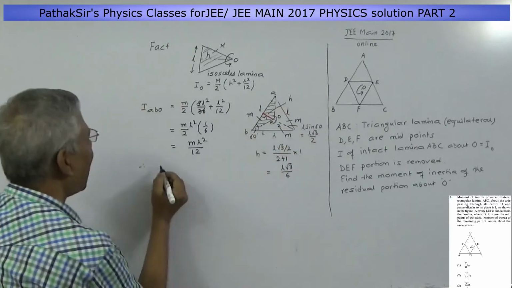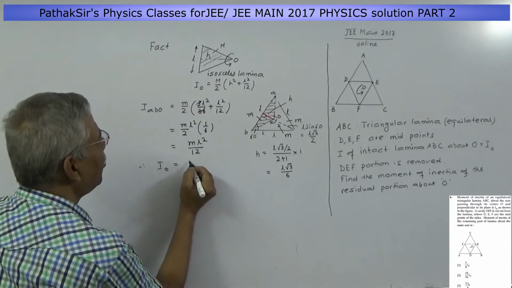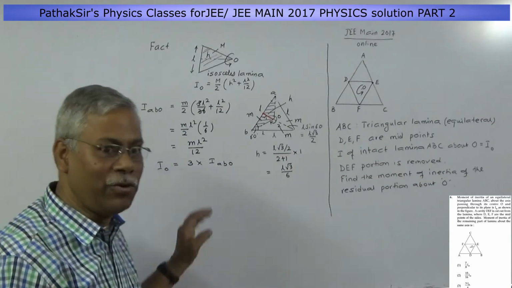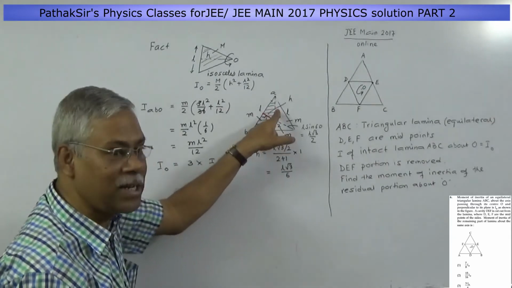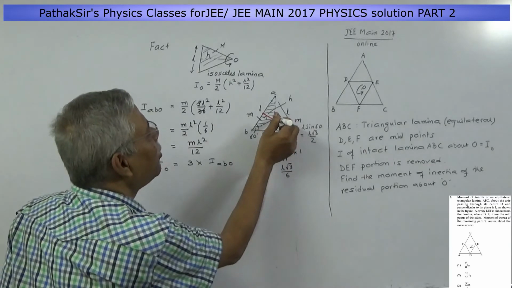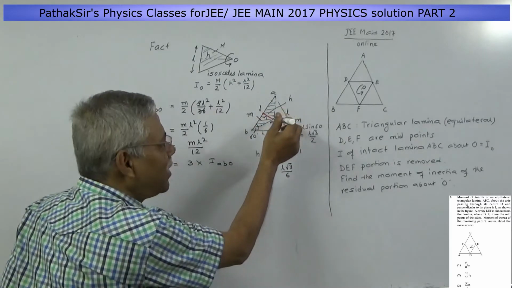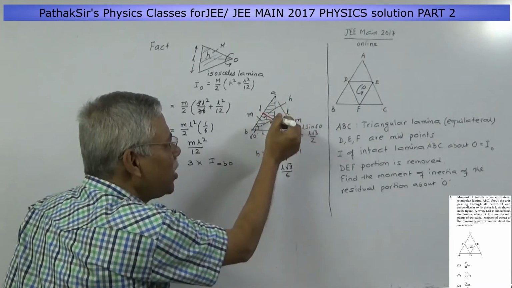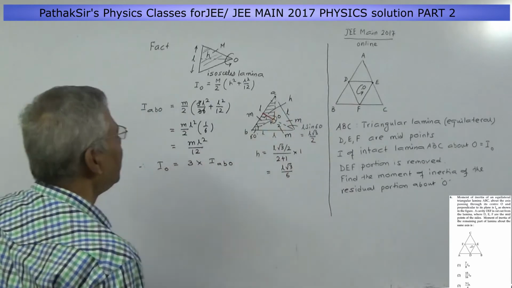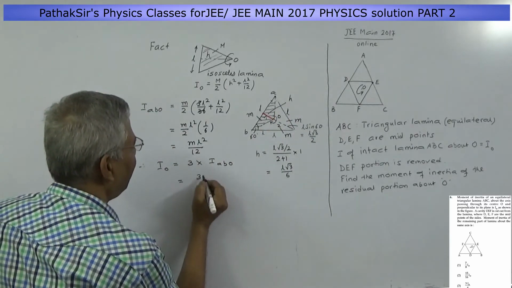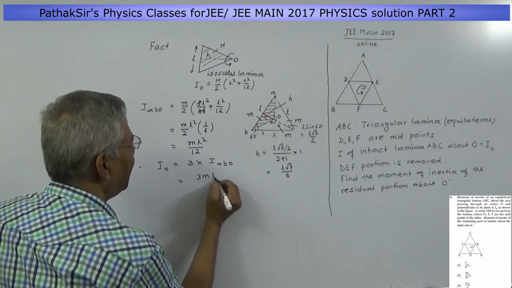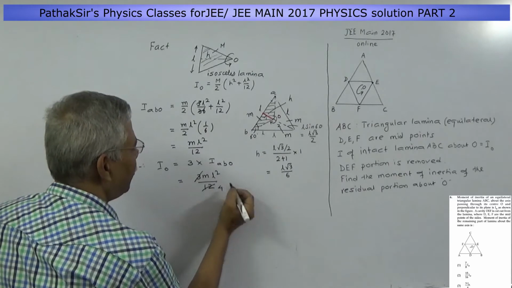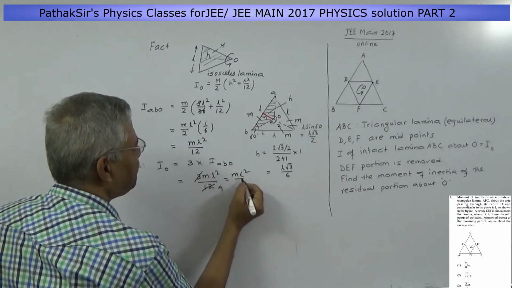Then I naught equals 3 into I ABO. Can we do this or not? Because these 3 are identical triangles or not? We have calculated the moment of inertia of one triangle. The other 2 triangles are identical or not? Identical. So what is the total moment of inertia about this axis? 3 into I ABO equals 3 m L square by 12.